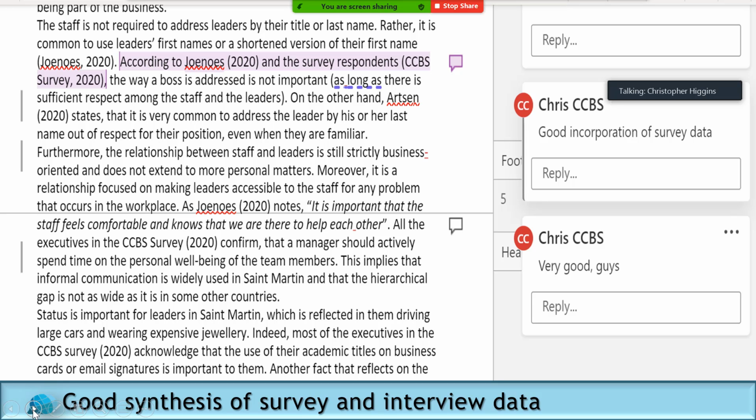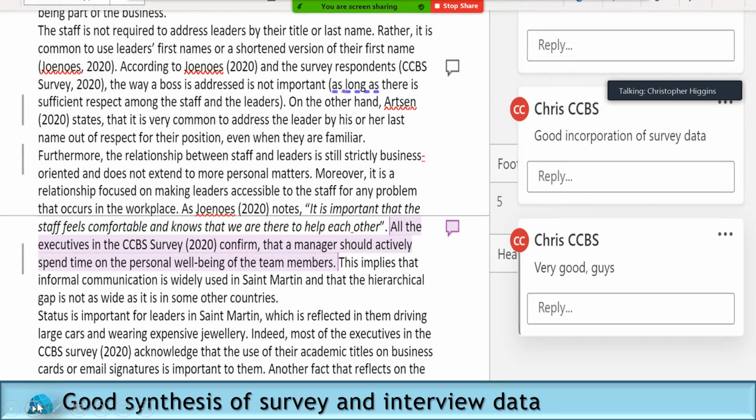They then quote another interviewee. Artson states that it's very common to address the leader by his or her last name. Also good there, gender neutral language, his or her, out of respect for their position, even when they are familiar. And then again, they use another transitional phrase, furthermore, which suggests they're moving on to talk about something else. But what you'll see there is it creates a sense of flow. It starts to feel like music and not like clunky, jarring, separate sentences.